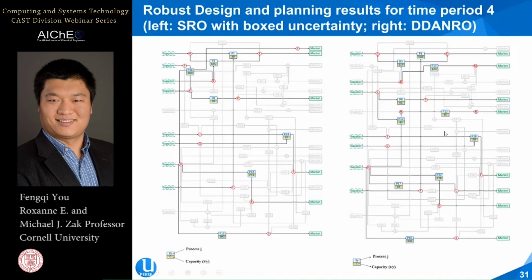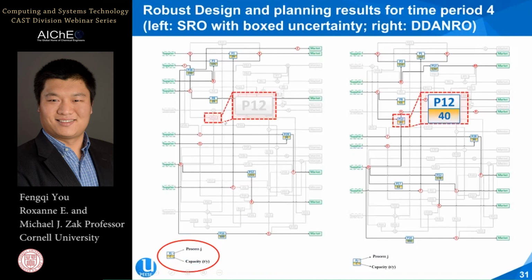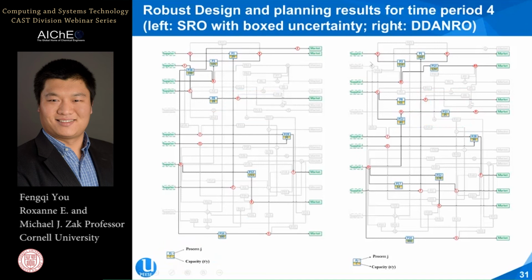This is a comparison of process network design planning outcomes. It looks a bit messy or complicated, but essentially what you can see at the bottom is a legend. Each box's upper level gives you the process, and the number at the bottom gives you the capacity. For example, here P12 was not selected in the solution for static robust optimization, but P12 was selected in the data-driven adaptive robust optimization case with a capacity of 14,000 tons or something like that per year. And there are some differences in the solution. In this case, this one was selected and this one was not, and this one was selected here, this one was not. So the decisions tend to be quite different.